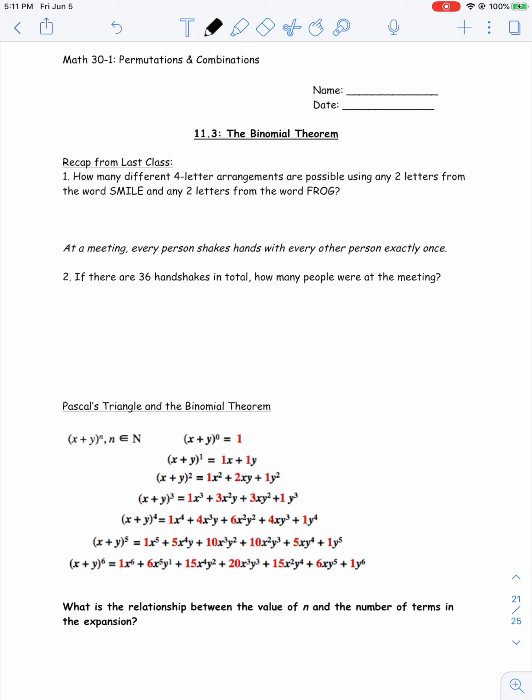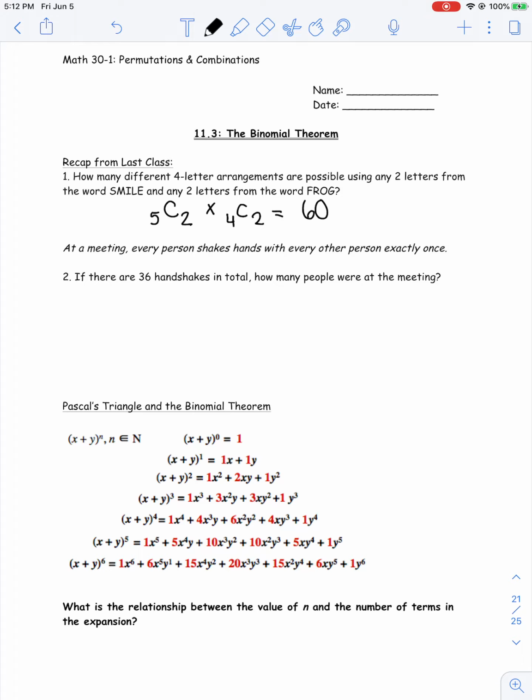So if you look, it says that they want two letters from smile and there's 5 letters to choose from. And they're saying any, so it doesn't matter which ones you choose, so C2. So it's going to be 5 letters in smile and you're choosing 2. The word and means multiplication when it comes to math. And then finally we have 4 letters in the word frog and we're choosing 2 of them. So the answer would be 60.